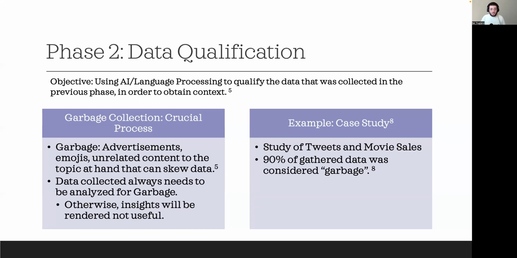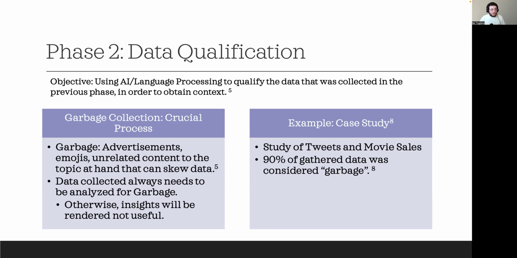Okay, so phase number 2. Our objective for phase number 2 is using AI and language processing to qualify the data that was collected in the previous phase in order to obtain context. So the first part of data qualification is garbage collection. This is a crucial process.